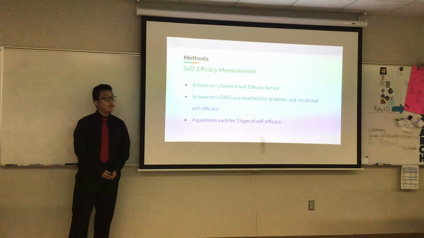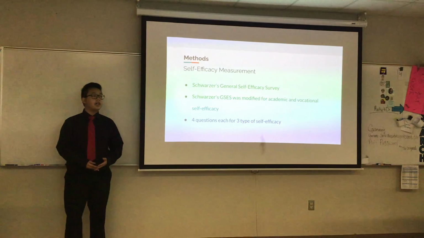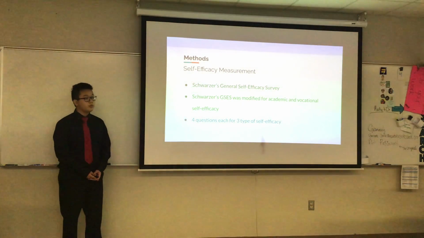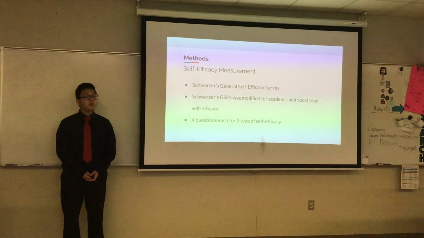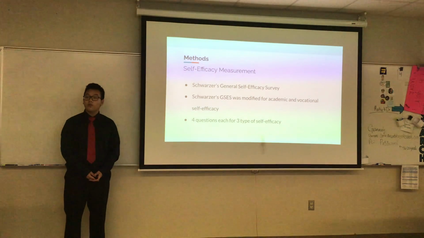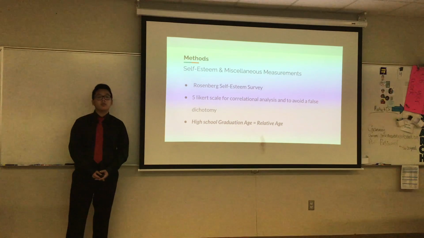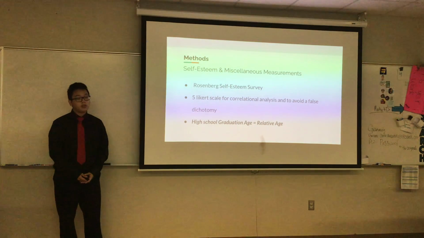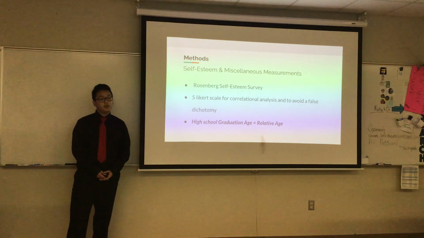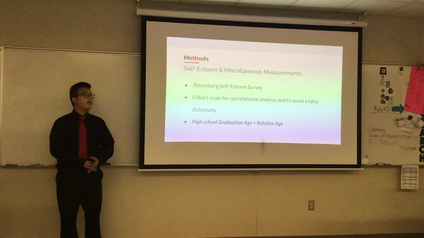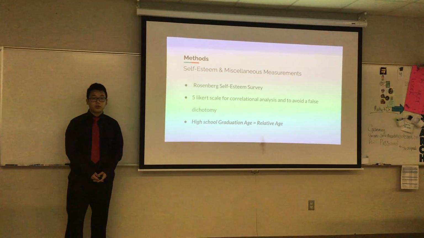For academic and vocational self-efficacy, I had to adapt Schwarzer's survey to be more high school and career-oriented. In total, I had 12 questions measuring self-efficacy, 4 for each type. Another survey I relied on was Rosenberg's self-esteem survey. Much like Schwarzer's, Rosenberg's survey is also well built to measure general self-esteem. Hence, I used 5 questions directly from the source.